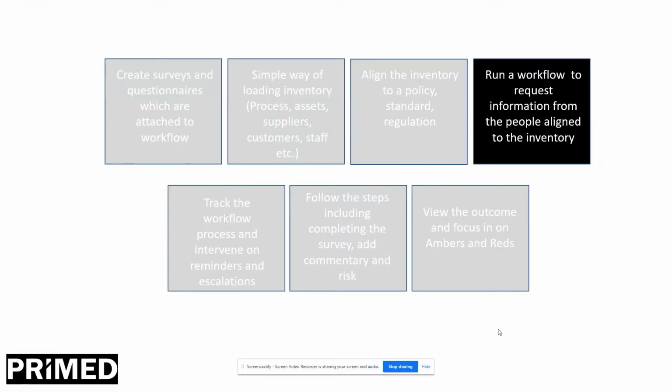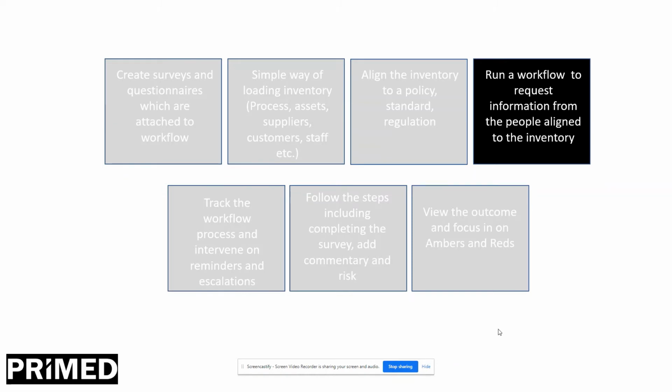Okay, so I've shown you how to create a survey. I've shown you how to load the inventory, processes, assets, suppliers, etc. I've also shown you how you can connect policy to one or many of those inventory items. Now I'm going to quickly show you how you can set up workflow, and run workflow against all of those things that are connected to those policies. This is a really important part because it makes the whole process really speedy in terms of being able to gather information, and to attest whether things are being done, etc.